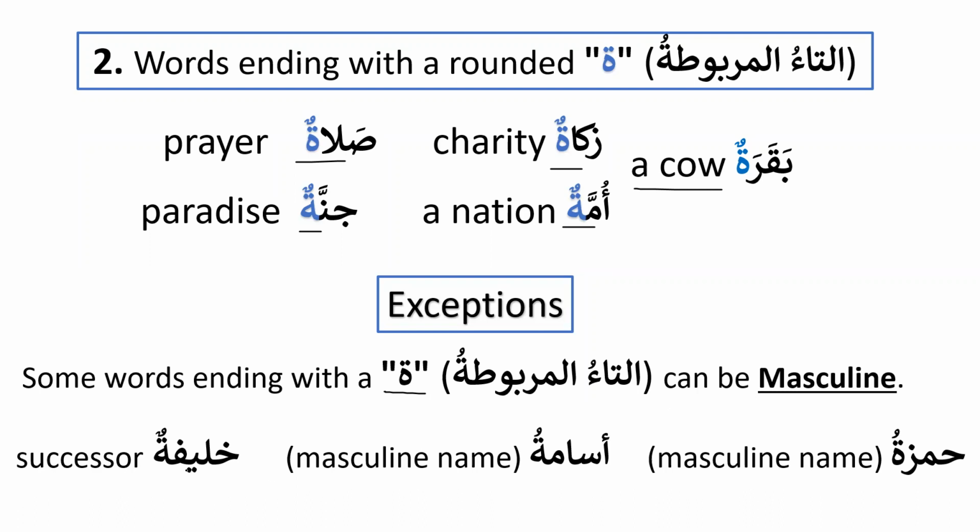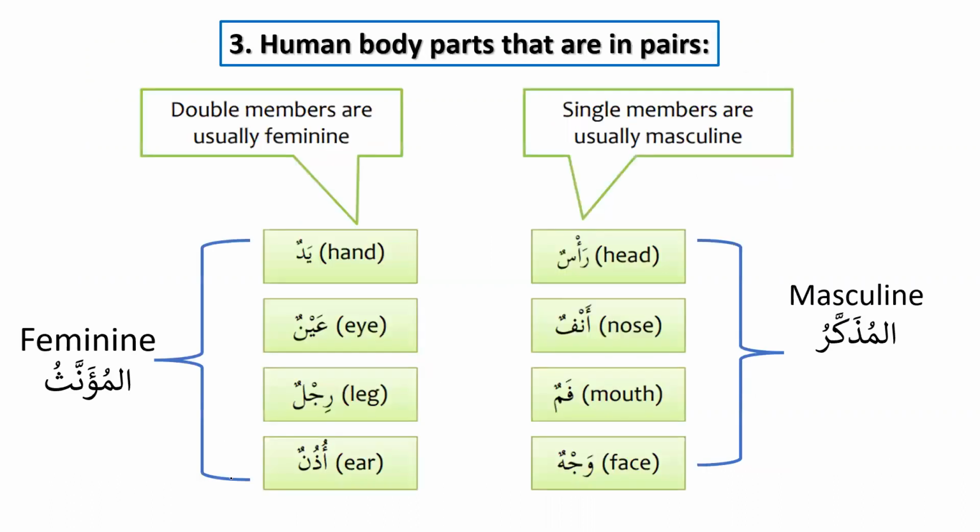And exceptions are always there, that some words end with ta marbuta, but they can be masculine. For example, khalifatun, usamatu, and hamzatu. And we know that inshallah with the passage of time, we will learn more about it, like why it happens. We know that Hamza and Osama are masculine names, so that's why they cannot be feminine. And inshallah about Khalifatun, when we proceed further, we will learn more about it.